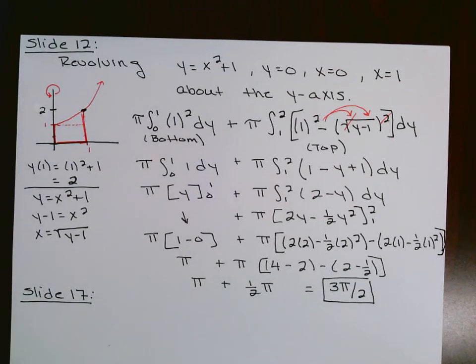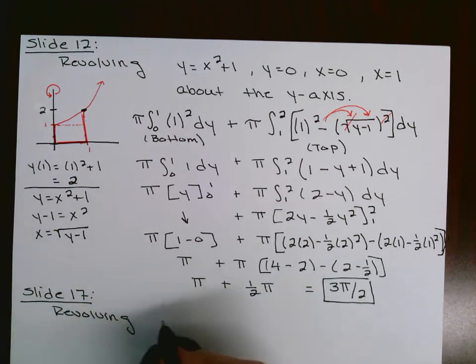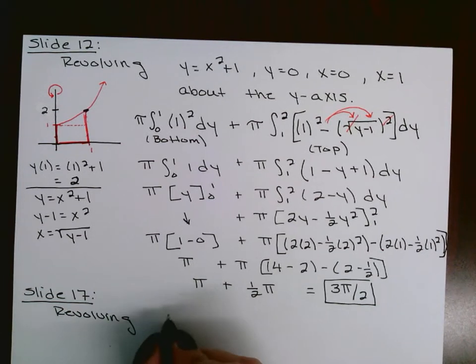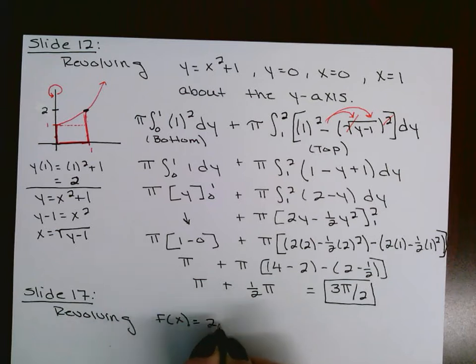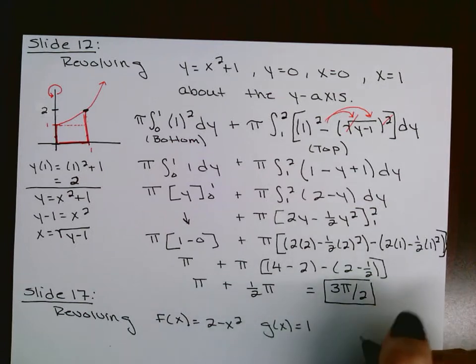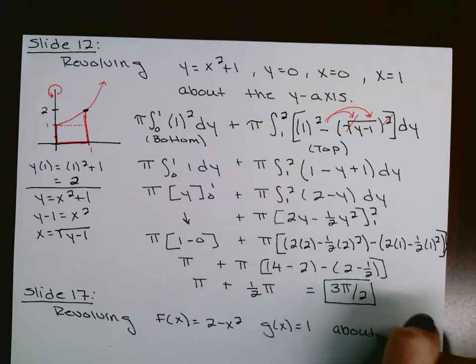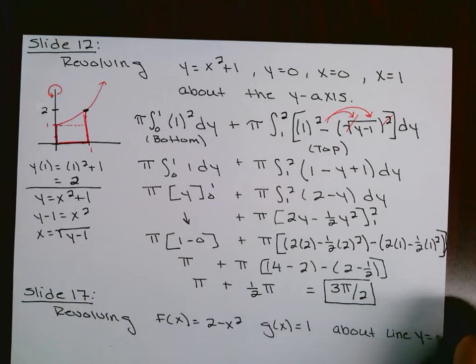So it says find the volume of the solid formed by revolving the region bounded by. So again, you have that key word, revolving. And then it gives you the function 2 minus x squared. It gives you g of x equals 1. And finally, we see revolving about the line y equals 1.